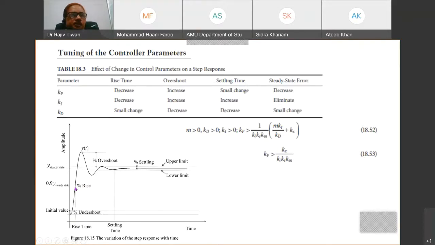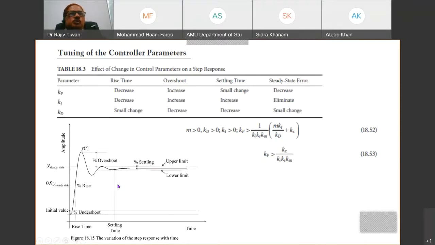Another parameter is the actual position, but because this is a dynamic system, it goes to the other side of the equilibrium position, that is called overshoot. So that is also important, how much overshoot we should allow. Similarly, the settling time: let us say how much amplitude around the equilibrium position it is achieving, let us say 2% around the equilibrium position, then we can say this is settled. So the settling time is also important.